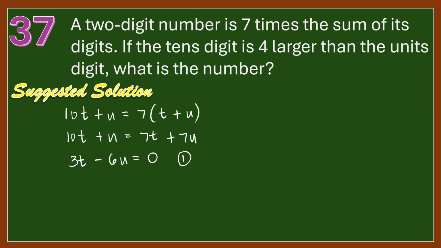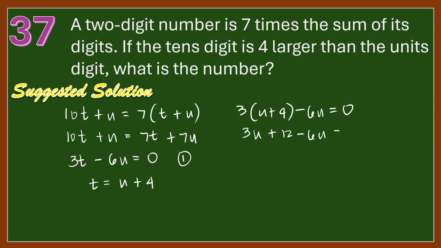Also, the tens digit is 4 larger than the units digit, then we have t is equal to u plus 4. Let us substitute t into equation 1. We'll have 3 times (u plus 4) minus 6u equals 0. Then we have 3u plus 12 minus 6u equals 0. 3u minus 6u is negative 3u. Subtracting 12 from both sides of the equation, we have negative 3u equals negative 12. Then divide both sides by negative 3, we get u is equal to 4.